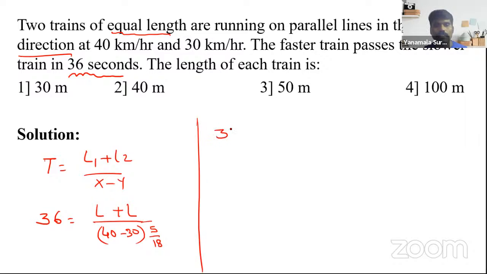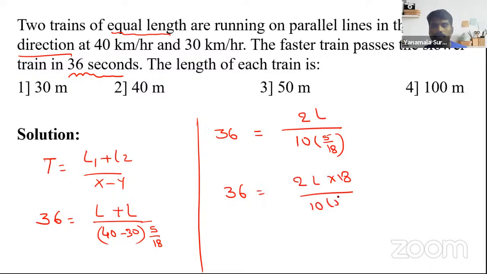Now for 36 into, I'll just move the entire denominator part to the left hand side. Otherwise, I'll do one thing. Let me write one more step. 36 equals 2L divided by 10 into 5 divided by 18. So, okay, 36 equals 2L into 18 divided by 10 into 5. I'll move the entire thing to the left hand side. So 36 into 10 into 5 divided by 2 into 18, which is equal to L.